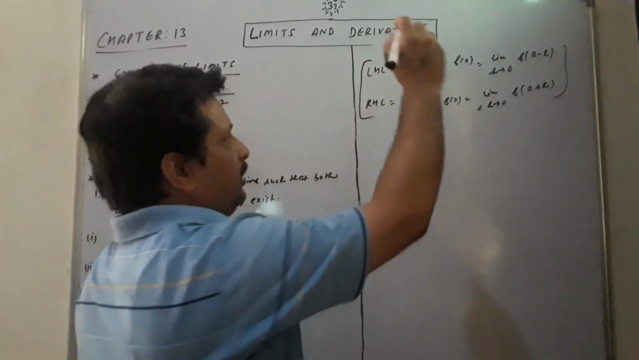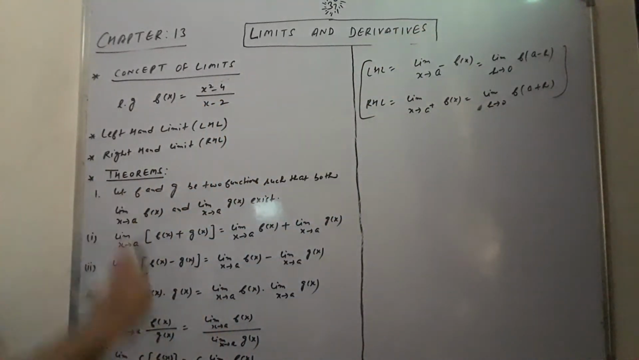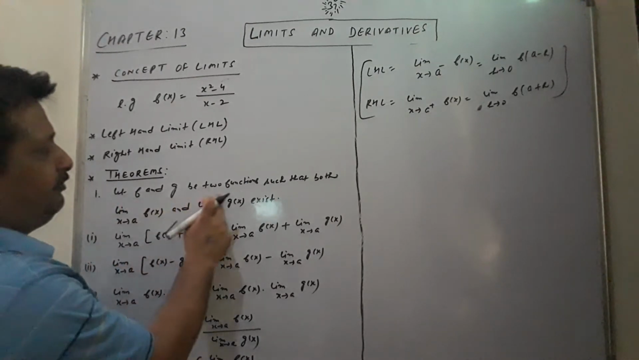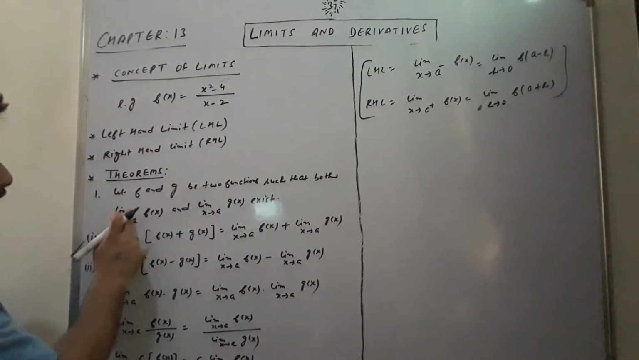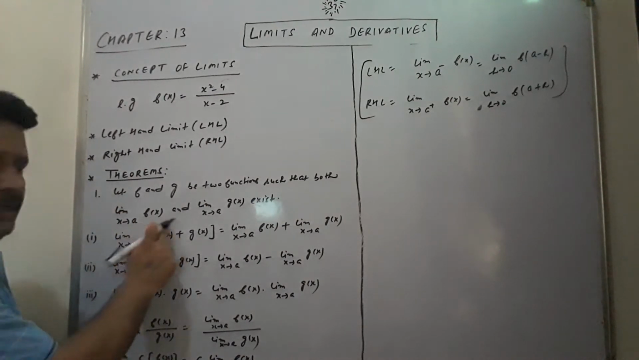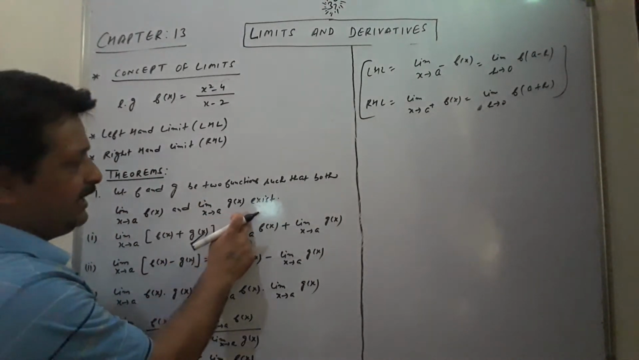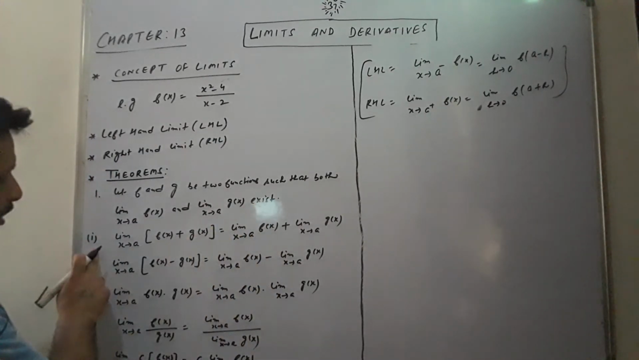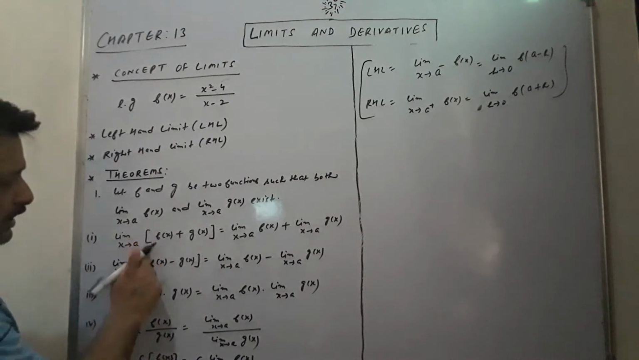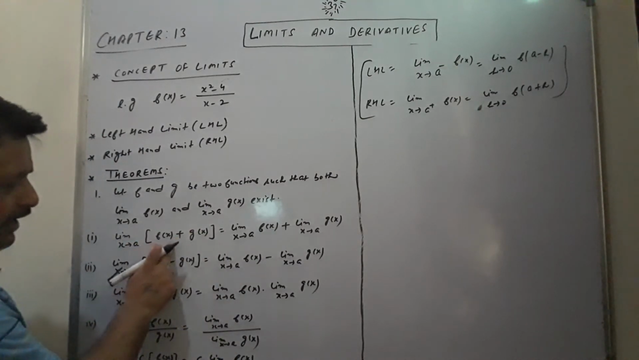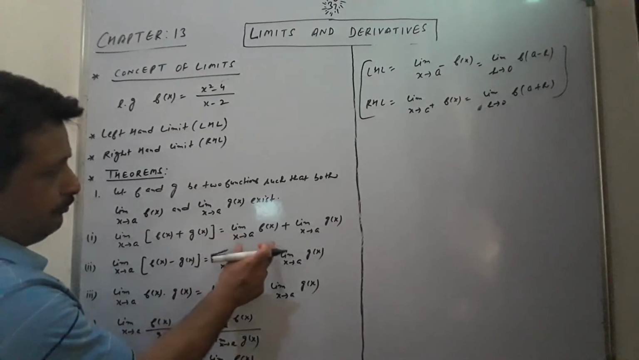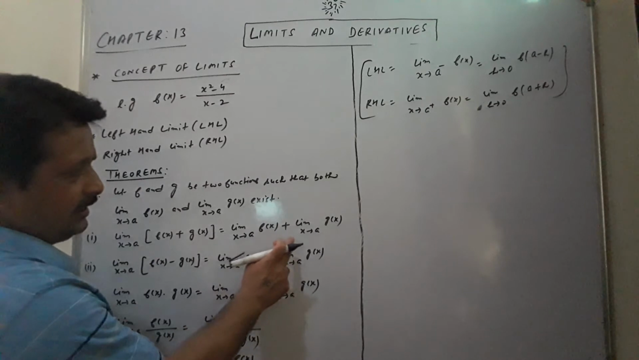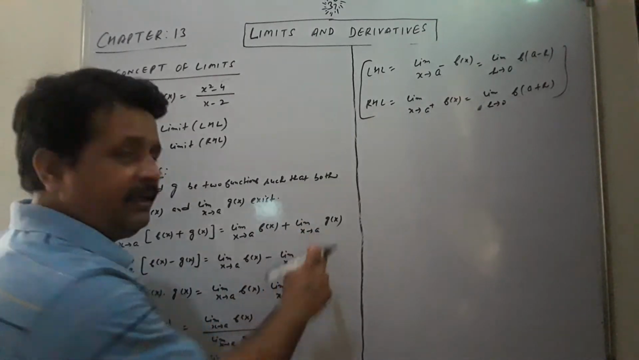So after that we are coming to theorem number 1. In this theorem number 1, let f and g be two functions such that both the limit x tends to a f of x and the limit x tends to a g of x exist, right? First condition is that they exist. Now the limit x tends to a, if both the functions are added, f of x plus g of x, means that we will separate their limits. That is limit x tends to a f of x plus limit x tends to a g of x.